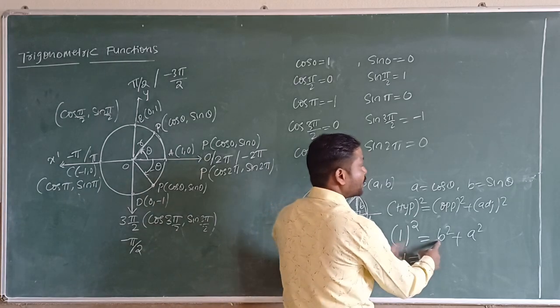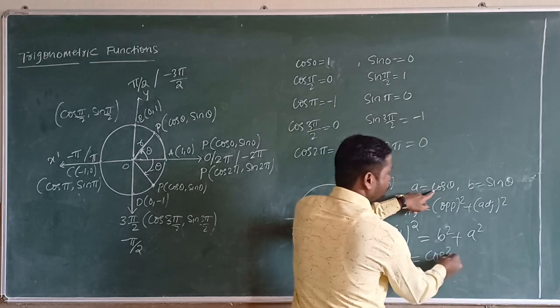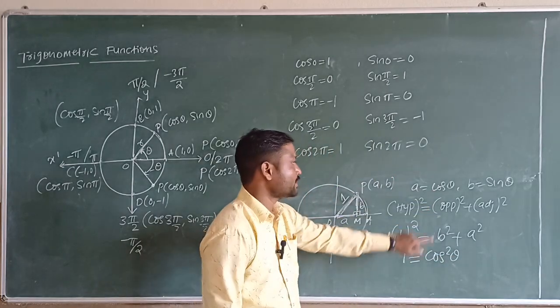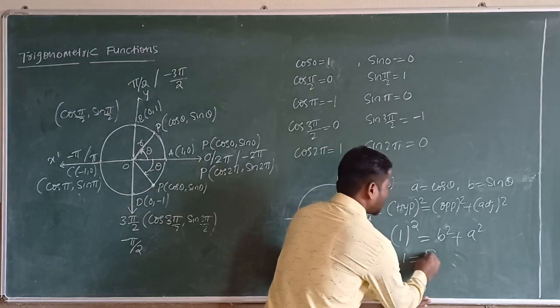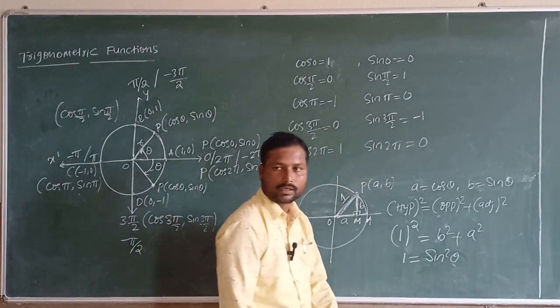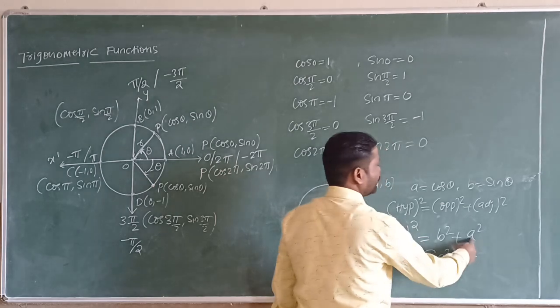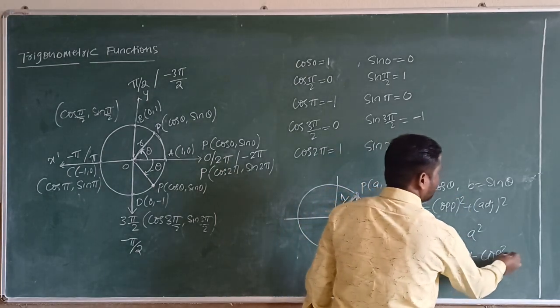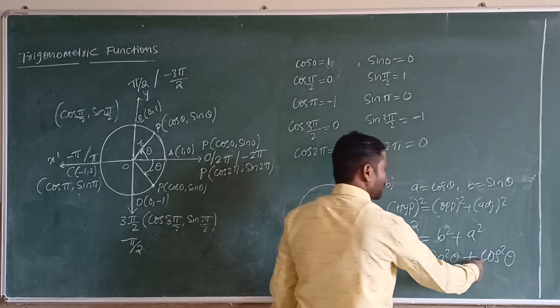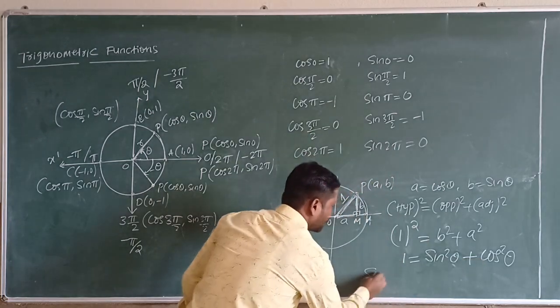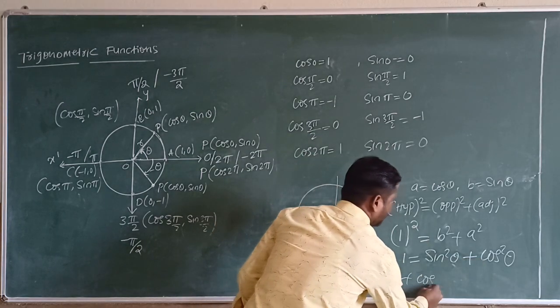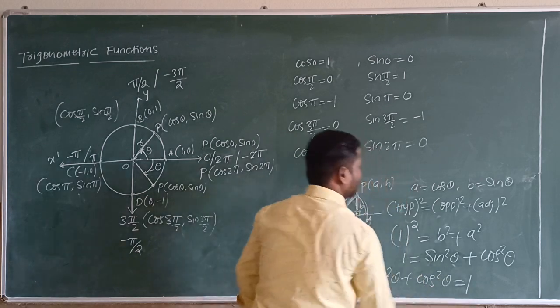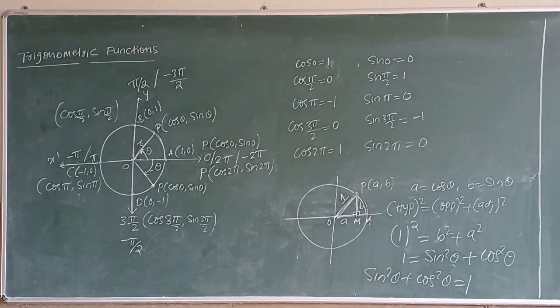1 only. B square is nothing but sine square theta. Plus A square is nothing but cos square theta. See here, sine square theta plus cos square theta is 1. So sine square theta plus cos square theta value is 1. This is the Pythagoras theorem statement, which we have verified here. What is the identity? Cos square theta plus sin square theta is equal to 1. Okay. This much is the concept.